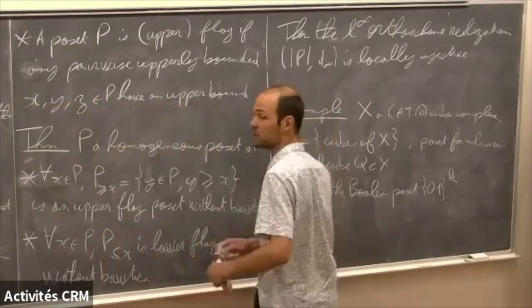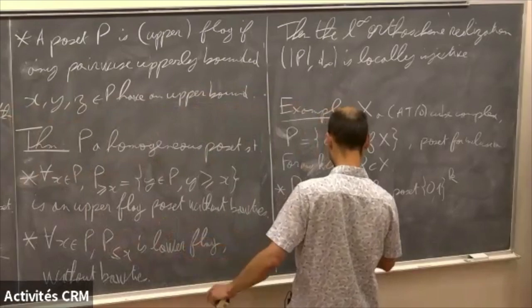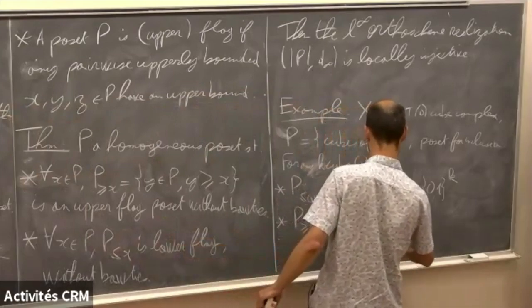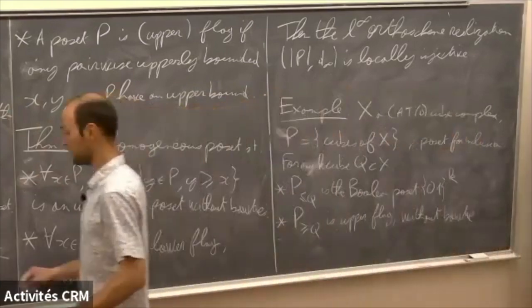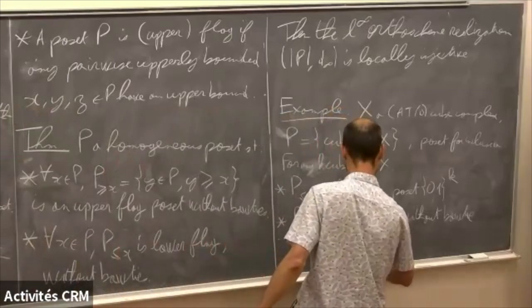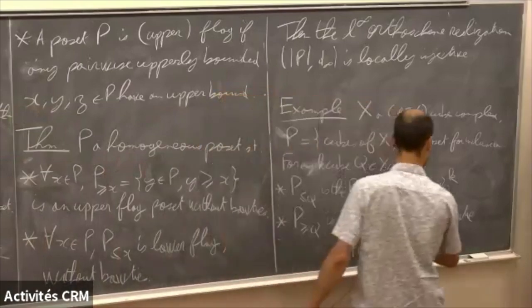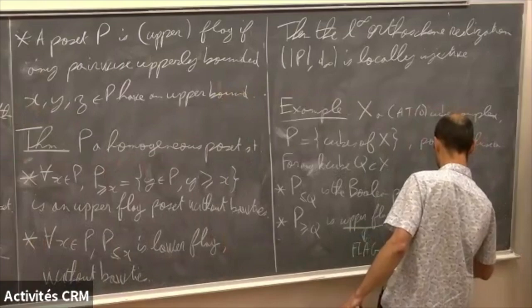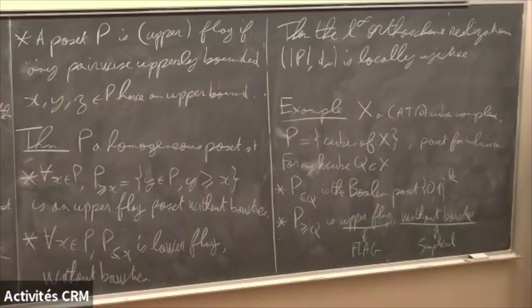The set of cubes in X containing a given cube. So we want to check that it's upper flag without bow ties. So this is the same. Upper flag is the same as the flag condition for cube complexes. And without bow tie is the same as asking that the link is simplicial. Okay, you don't have two squares adjacent to the same two edges, for instance, in a given vertex.